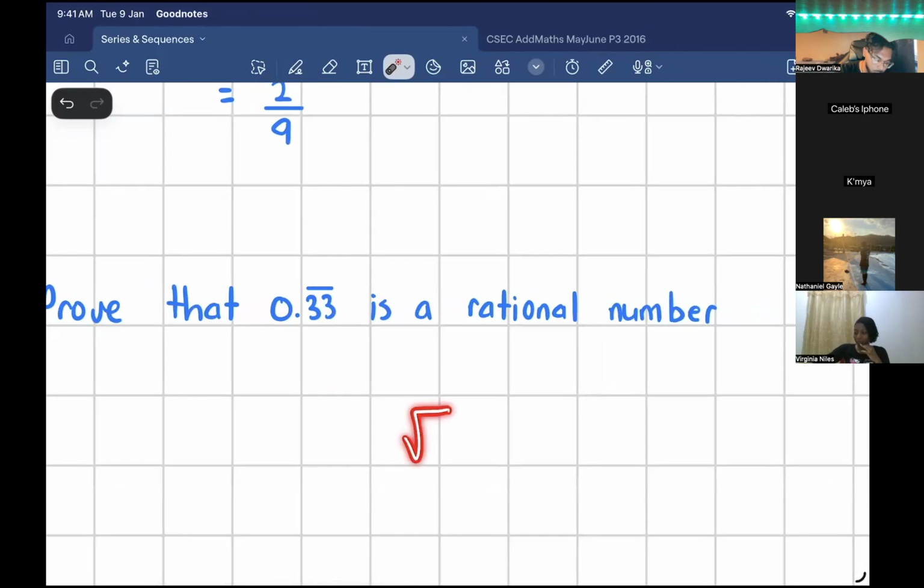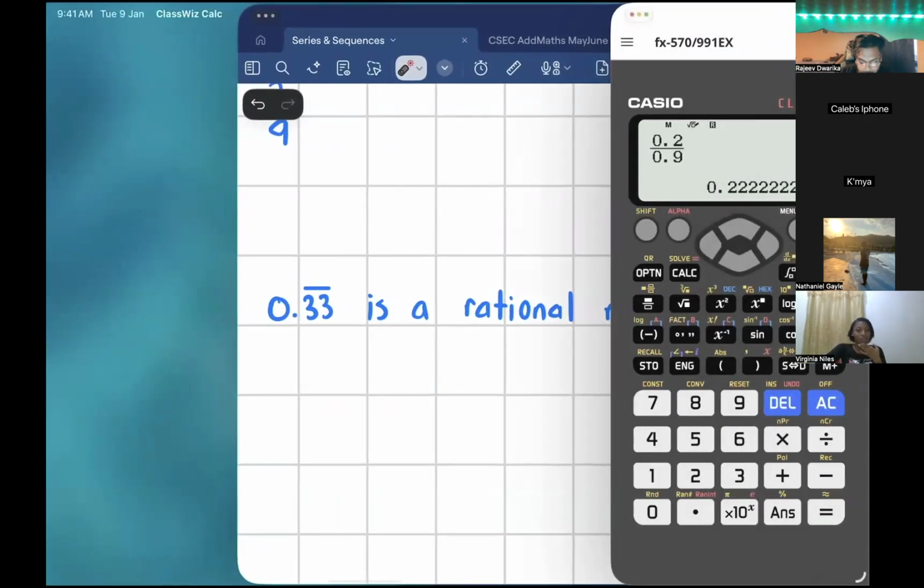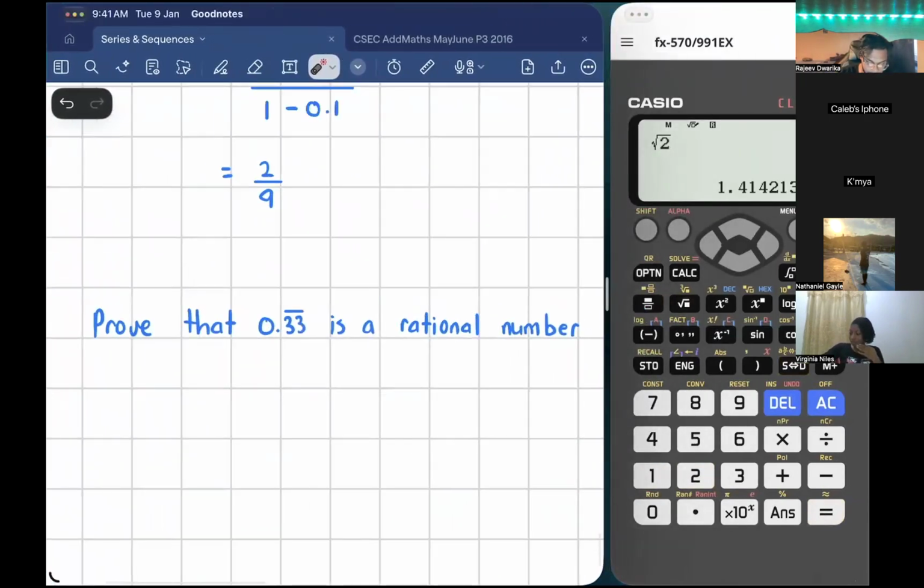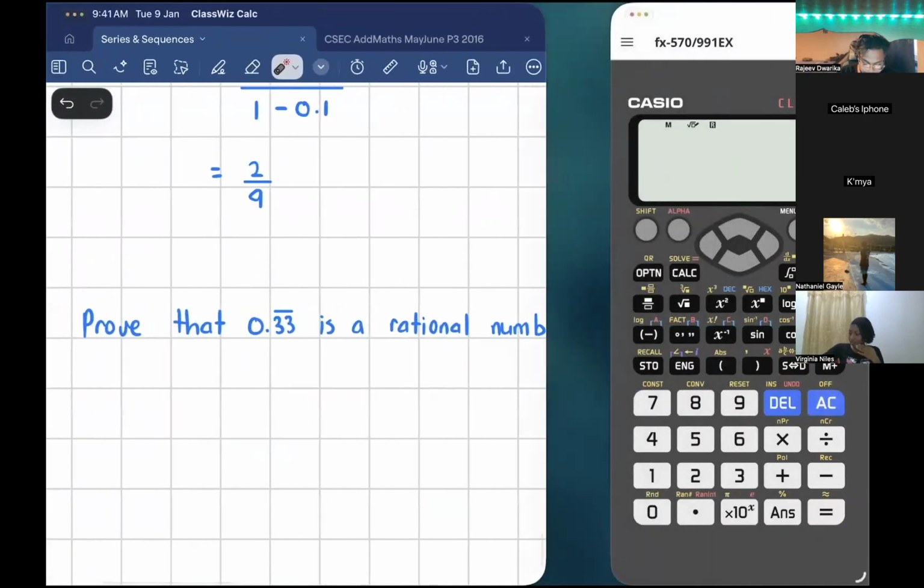Question. I think like root 2 is a rational number. No, sir, that would be irrational. Exactly. Watch. When I press S to D, does it give me a fraction? Nope. Like pi. Do you all think pi is a rational number?